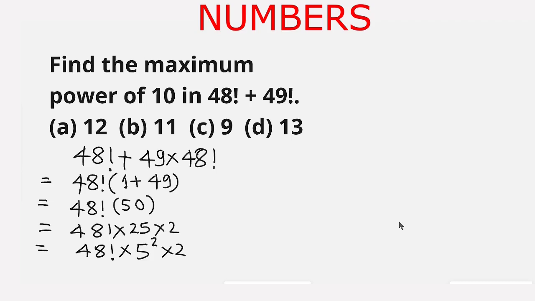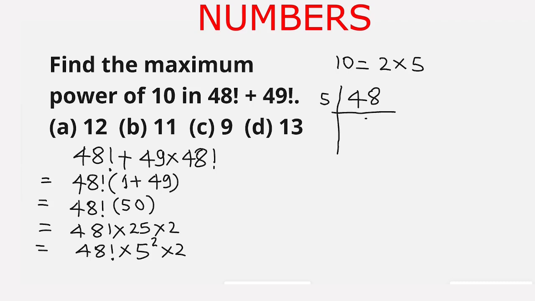Now we find the power of 10 in 48 factorial, but 10 is not a prime number, so we factorize it into prime numbers, which is 2 multiplied by 5. And as 2 is less than 5, the power of 2 will be more in 48 factorial than the power of 5 in 48 factorial. So we will only find the power of 5 in 48 factorial, and that will be the power of 10 in 48 factorial. So we successively divide 48 by 5.